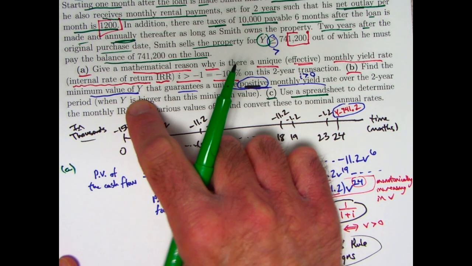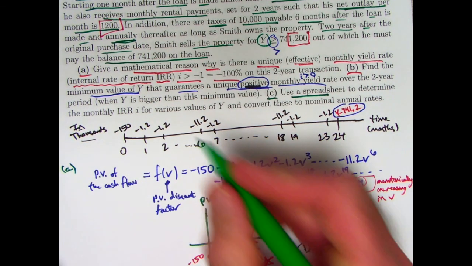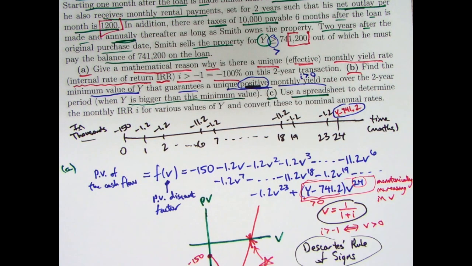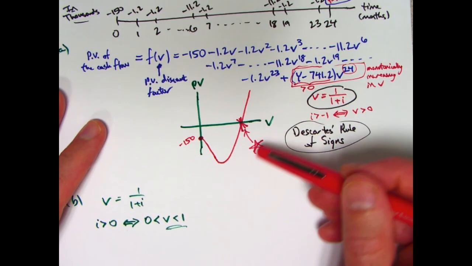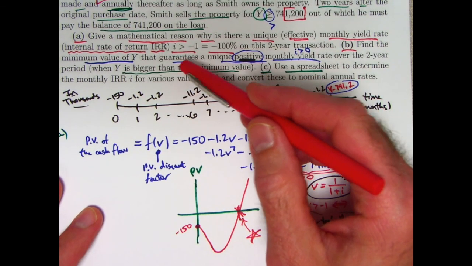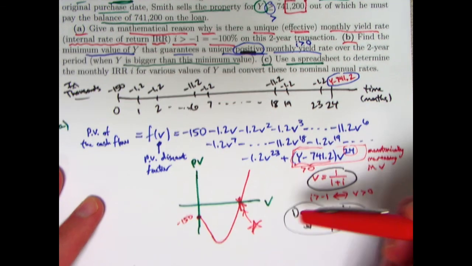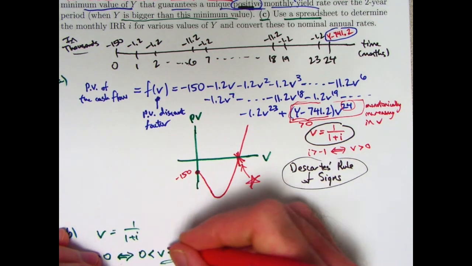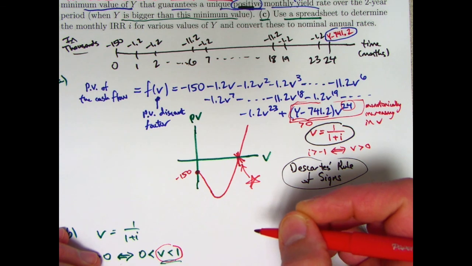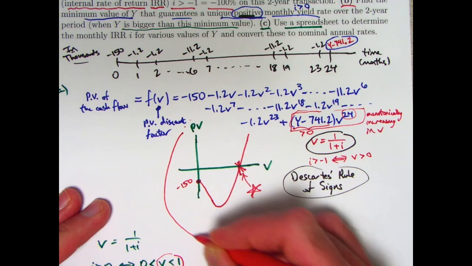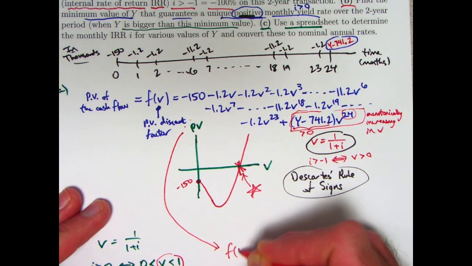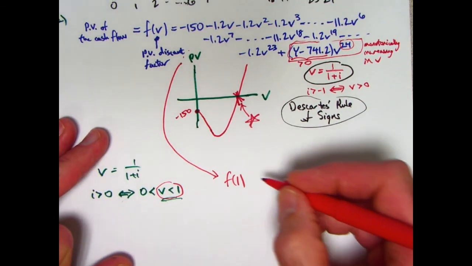What value of Y, what minimum value of Y will guarantee that, at least if Y is bigger than that minimum value? Okay, think about this here. I'd like V to be a unique number less than 1 here. What I'm going to do to figure out the corresponding minimum value of Y is think about the extreme case. What if V equals 1? Go back up to this present value discount factor function and plug in V equals 1. What do you get when you do so?